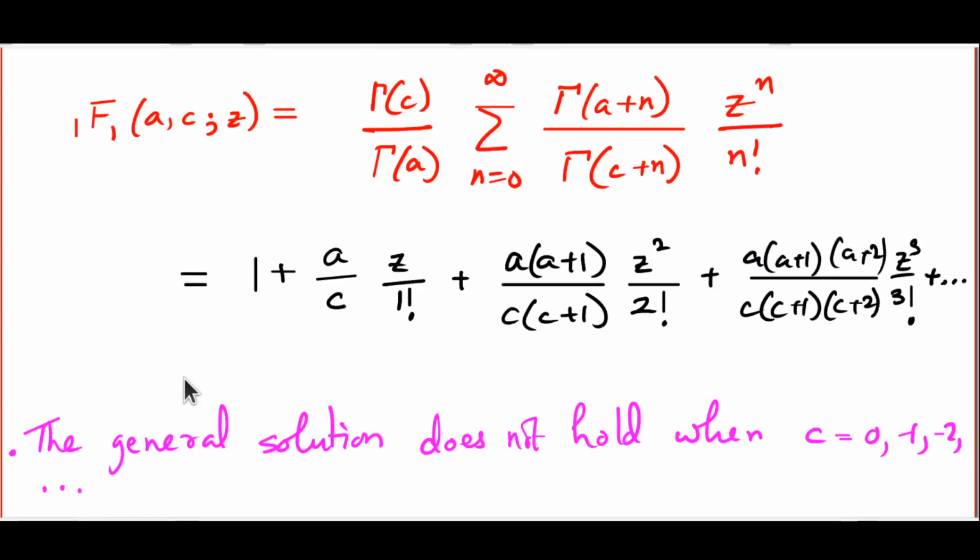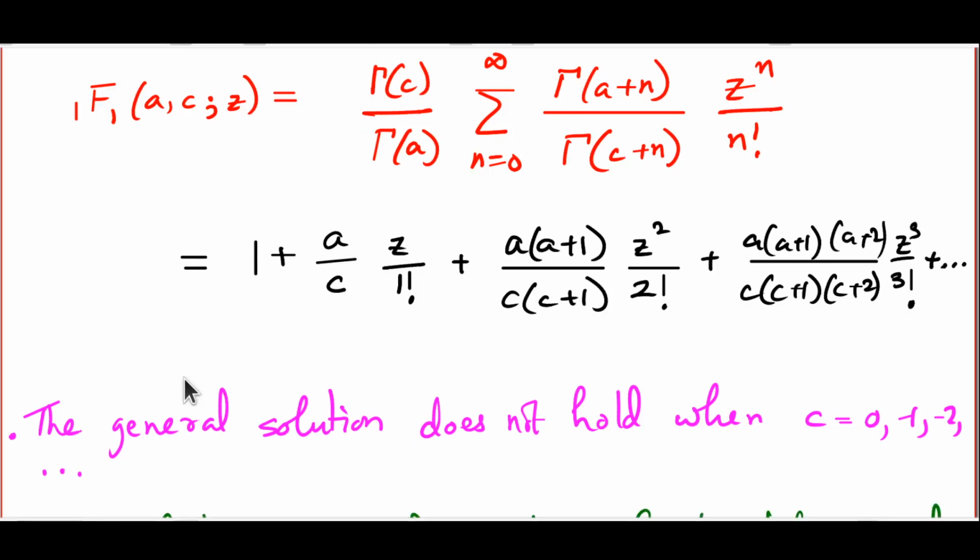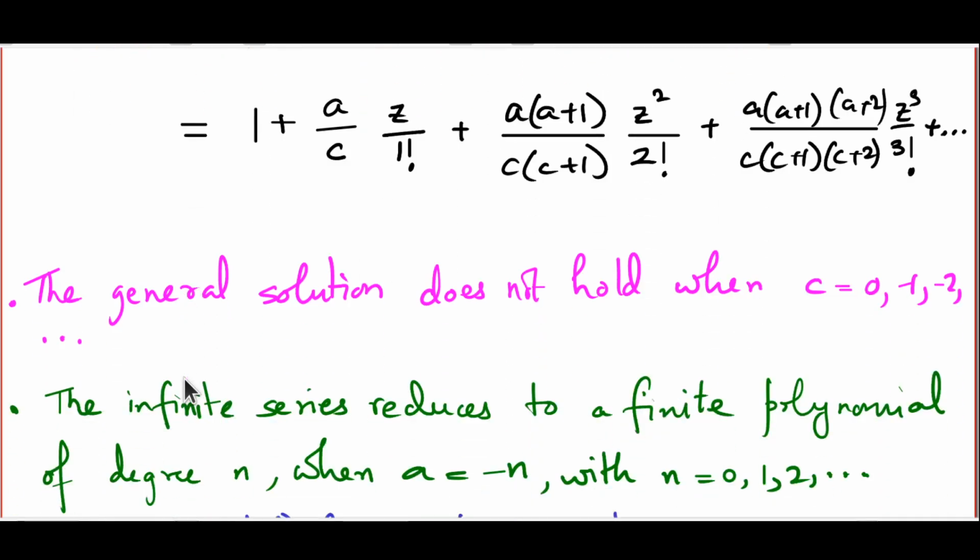We will actually be more interested in the special situation where a happens to be a negative integer or 0, or rather when a is equal to minus n and n takes values 0, 1, 2, 3 and so on. It's pretty easy to see that in such a case, this infinite series for the confluent hypergeometric series actually truncates and becomes a finite polynomial of degree n. And this is the situation which gives rise to some very interesting polynomials which are quite useful.